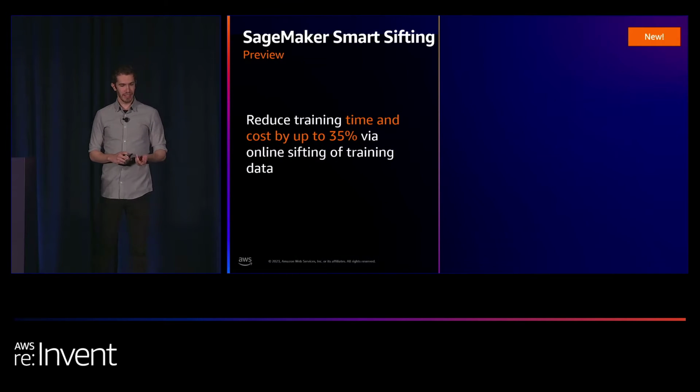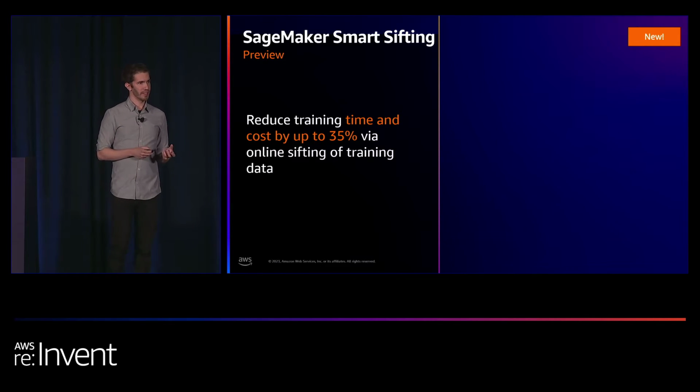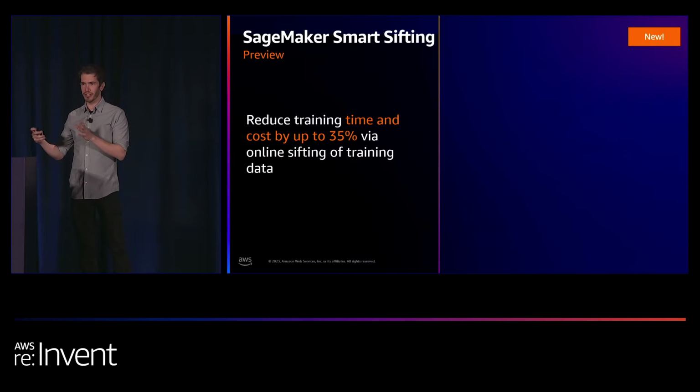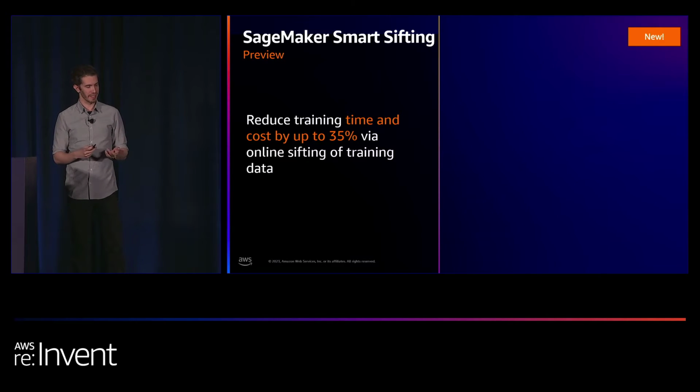Now, I'm excited to announce a preview of a new capability in SageMaker, smart sifting of data. Smart sifting is an online data refinement technique that can reduce your deep learning training time and cost by up to 35%. Now, when you train your models, and we talked about wanting to use larger data sets, it also matters about the quality of the data sets.